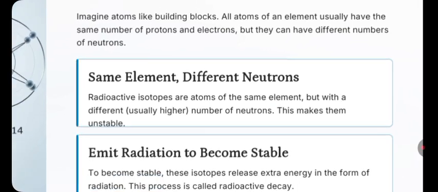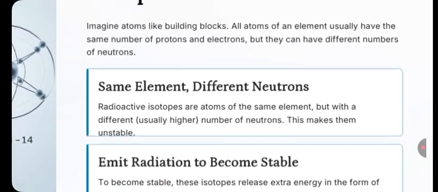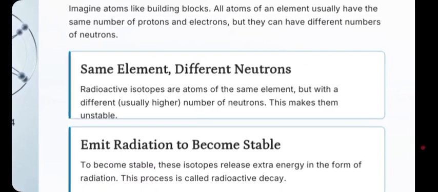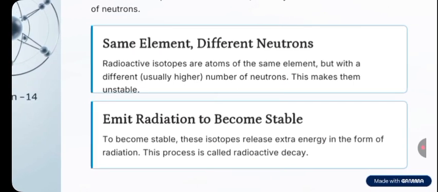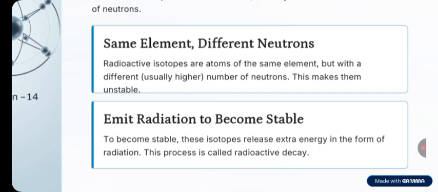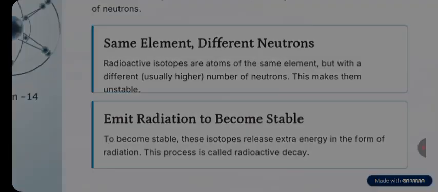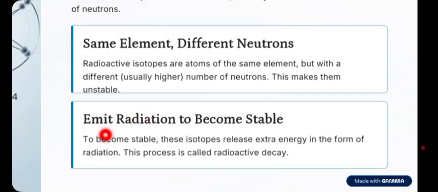Radioactive isotopes are atoms of the same element but with a different, usually higher, number of neutrons. This makes them unstable. What does unstable mean? Unstable is a condition when they are not in a stable form, they are not in a balanced form. Radioactive isotopes want to become stable.